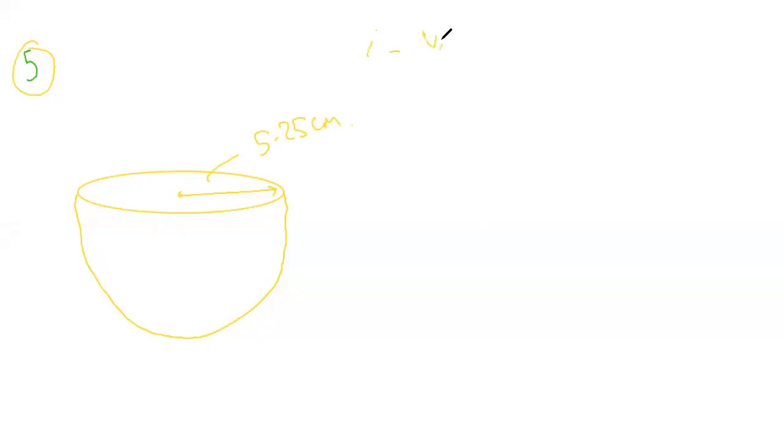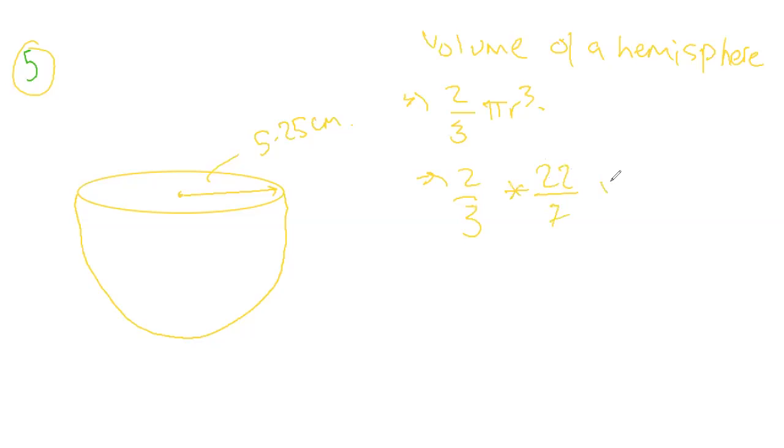So therefore the volume of a hemisphere, if you have memorized your formulas enough, will be 2 upon 3 pi r cube. All we have to do is substitute our values. So it will be 2 upon 3 into 22 by 7 into 5.25 whole cube, which will be 5.25 into 5.25 into 5.25.